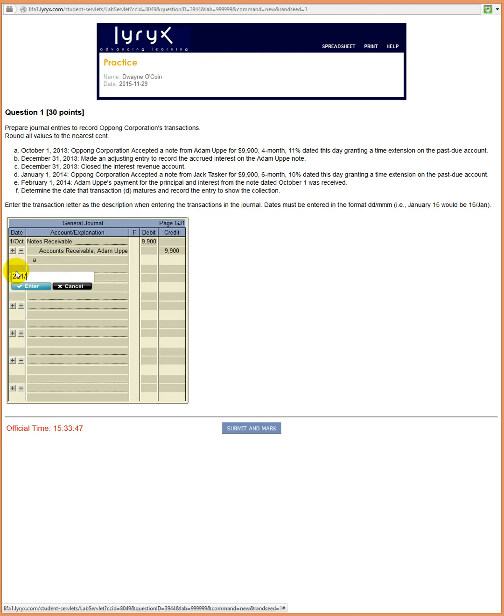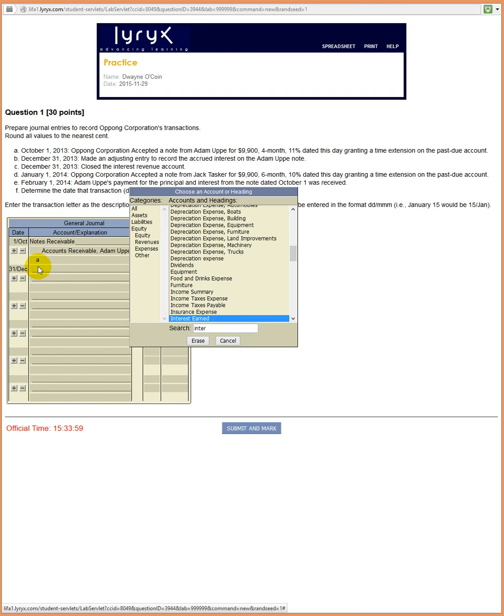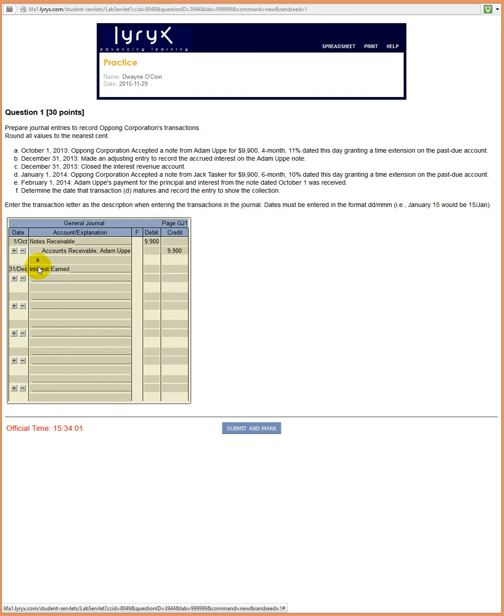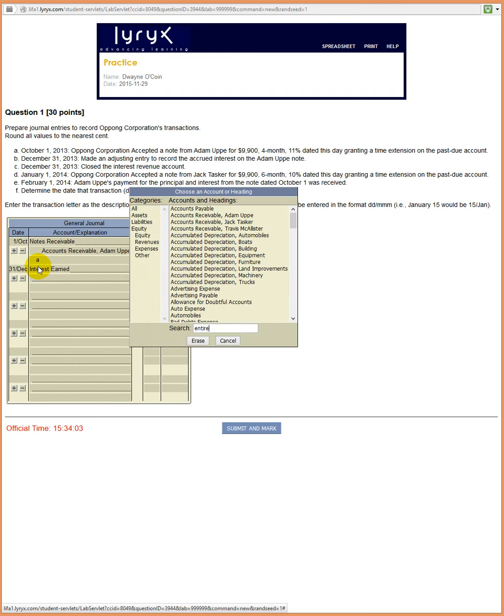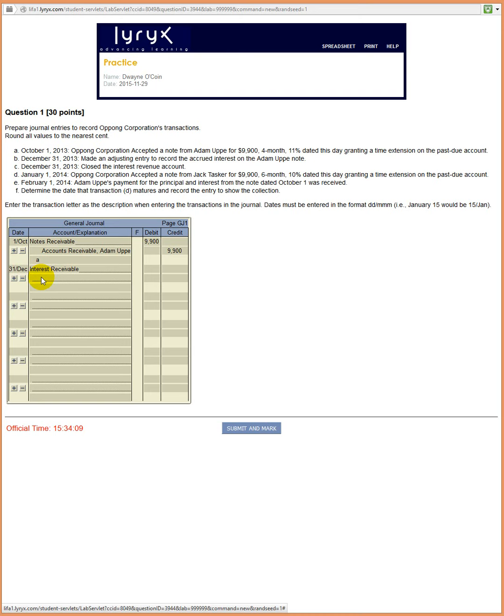Then the 31st of December, we made an adjusting entry to record the accrued interest. So an adjusting entry of accrued interest. Interest receivable, there we go, receivable right there. And the other entry is a credit to interest earned.